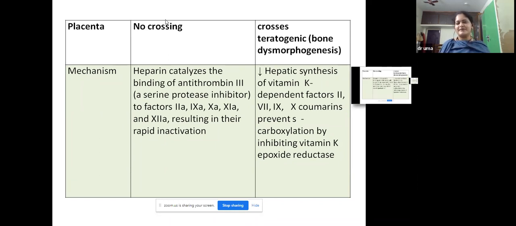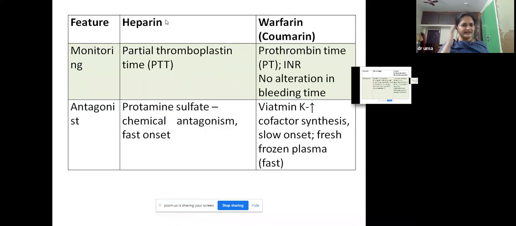The mechanism is by binding of antithrombin 3, mainly inhibiting the activation of 2A and 10A. So heparin binds to antithrombin 3 and inhibits the activation of 2A and 10A. But warfarin acts by inhibiting vitamin K epoxide reductase, reducing the vitamin K dependent factors like 2, 7, 9, 10. So monitoring for heparin is by partial thromboplastin time, and for warfarin by prothrombin time.